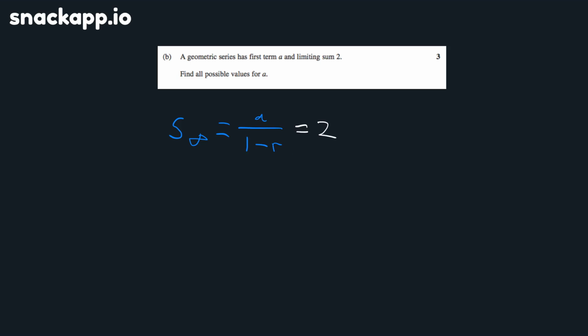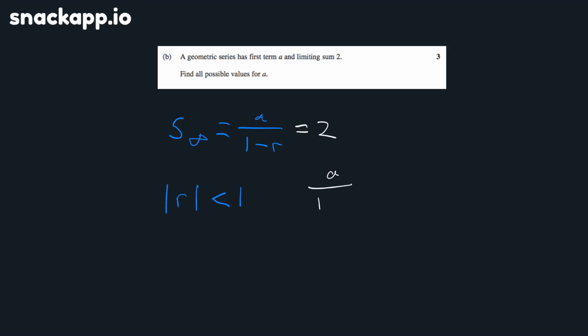Now, the other thing that we know about geometric series that have a limiting sum is that the absolute value of r has to be less than 1, or r is between -1 and 1. So if that's the case, if we can rearrange this so we have r on one side, we can substitute that into this formula, and we'll be able to have a limit on what a can be. Okay, so let's try rearranging this.